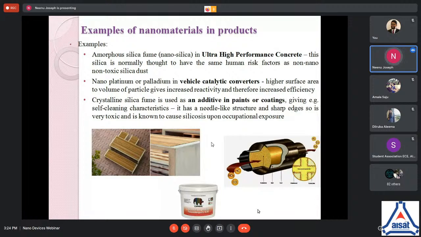Examples of nanomaterials in products. Amorphous silica fume in ultra high performance concrete, known as nano silica dust. Nano platinum in vehicle catalytic converters: higher surface area to volume of particle gives increased reactivity and therefore increased efficiency. Third type, crystalline silica fume, is used as an additive in paints or coatings, giving self-cleaning characteristics. It has a needle-like structure and sharp edges, so it is very toxic and is known to cause silicosis upon occupational exposure. These are some examples shown in the picture.